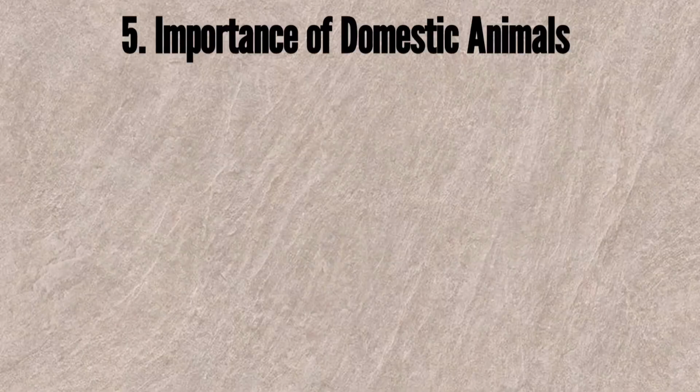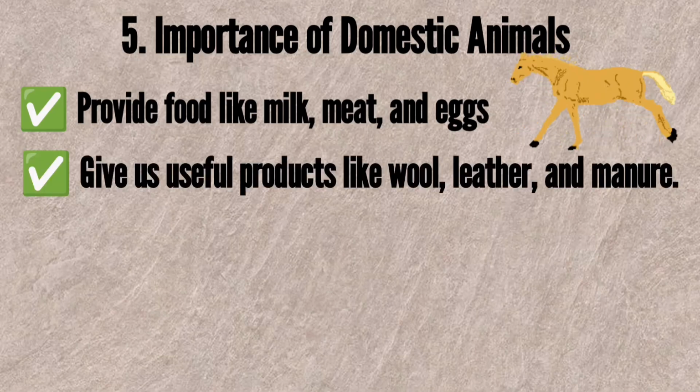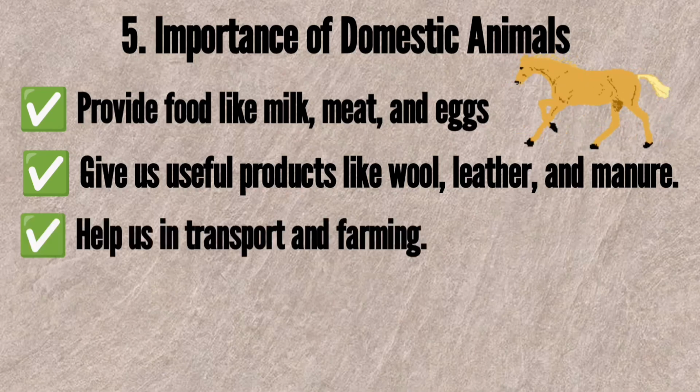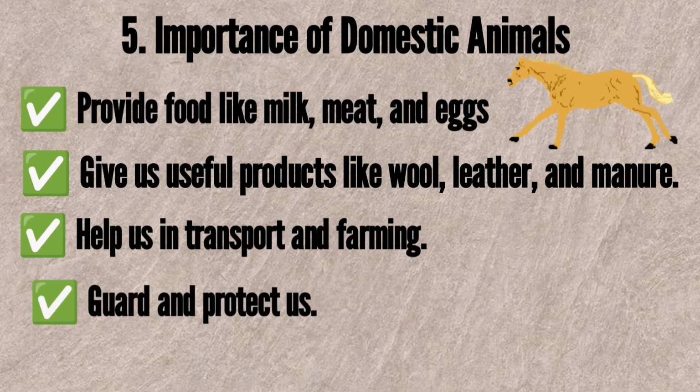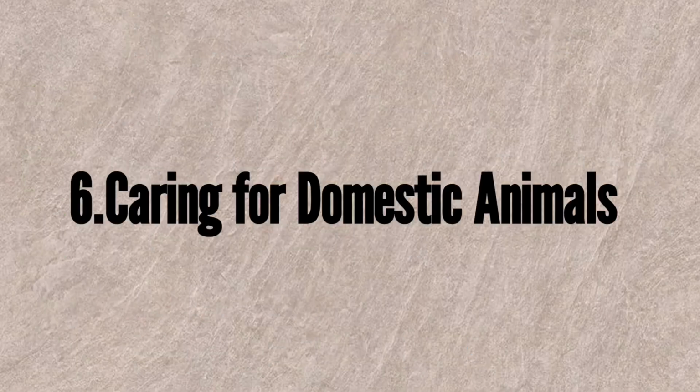Now, the importance of domestic animals include but is not limited to: provide food like meat, milk and eggs, give us useful products like wool, leather and manure, help us in transport and farming, and guard and protect us, a source of security, and they also bring income and can become our friends.